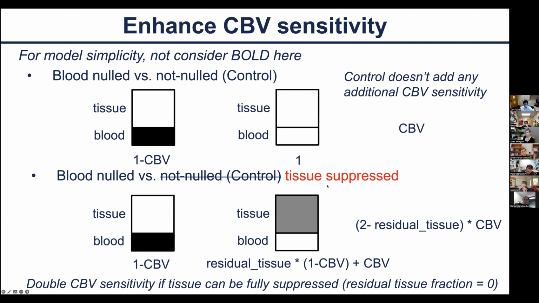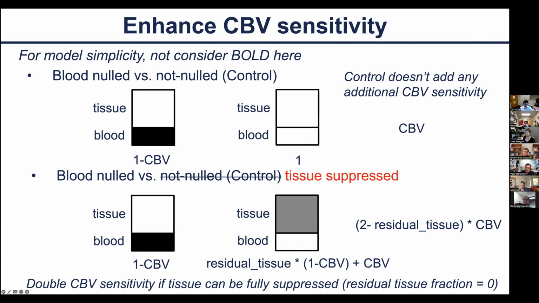And in every other volume, we suppress tissue. So the blood will not be affected, but the tissue will be suppressed. If the tissue is fully suppressed, this voxel signal will become CBV. But because of some other limitations, the tissue will be only partially suppressed, so it will become this term.